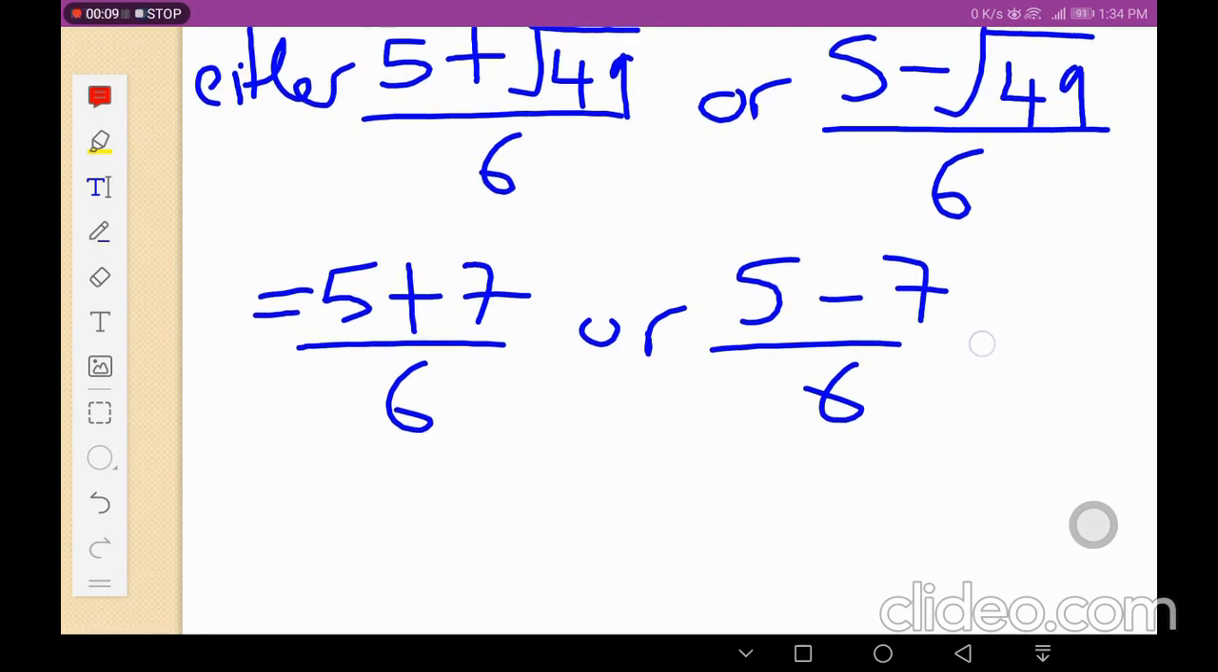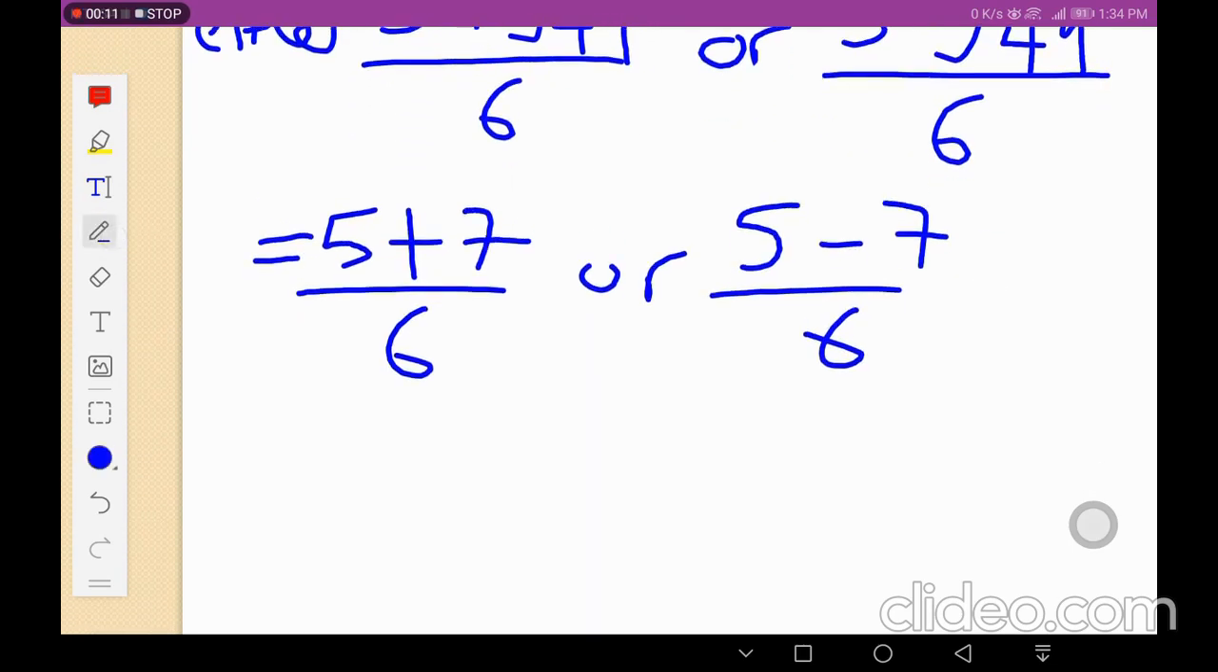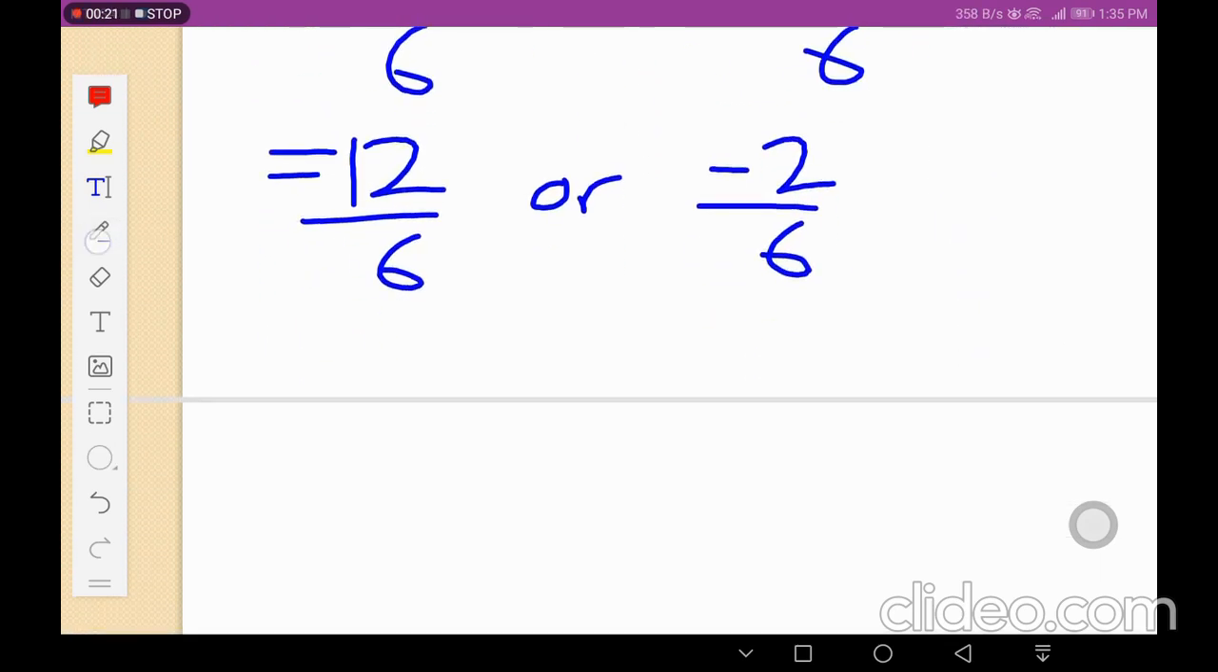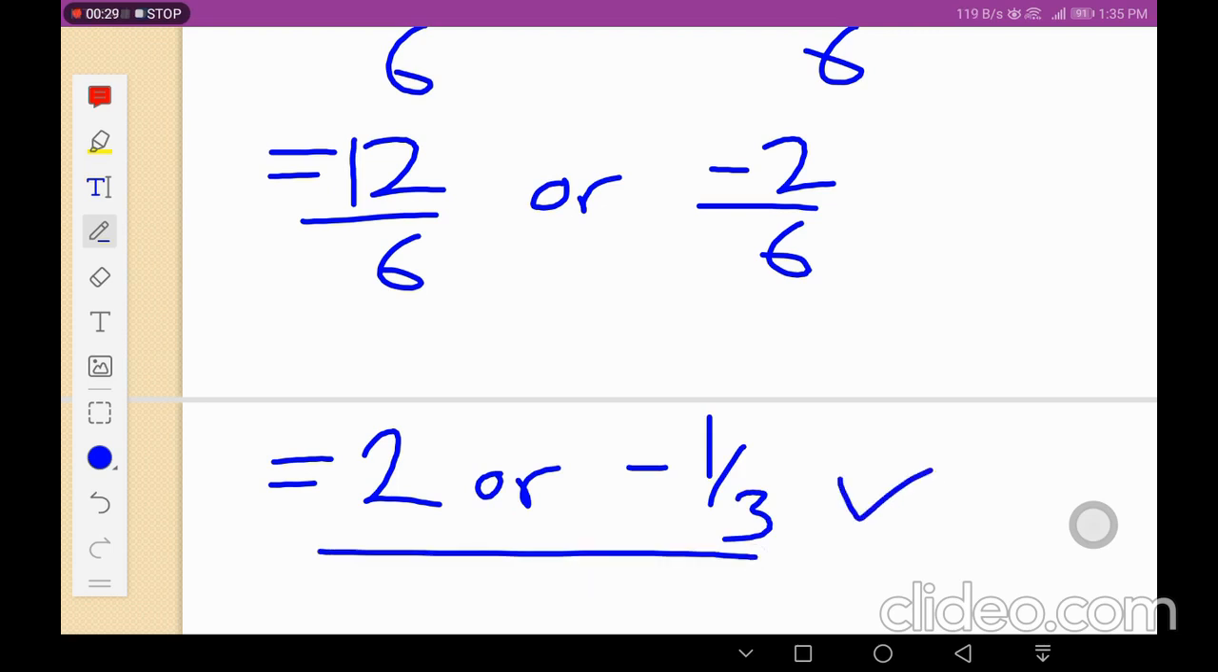Okay, so this becomes 5 plus 7, we get 12 over 6, or minus 2 over 6. So this is the final answer there. 6 into 12, we get 2, or minus 1 over 3. This is how we get our solution there.